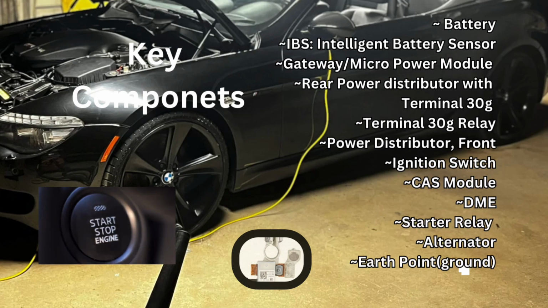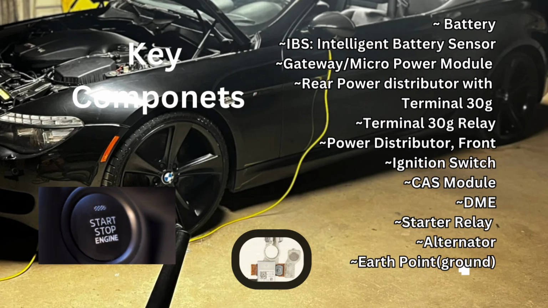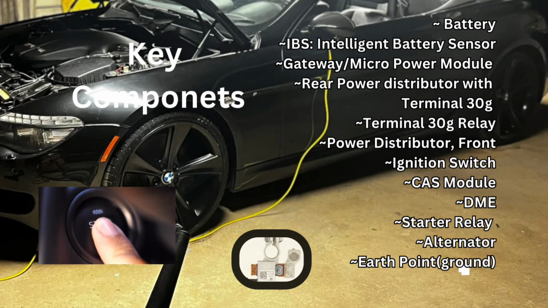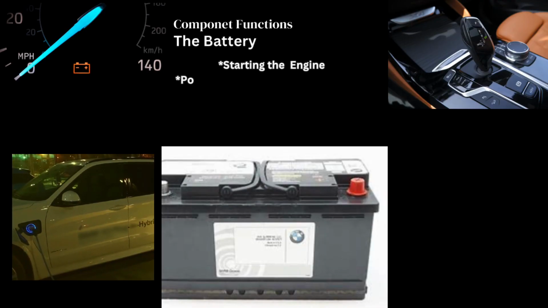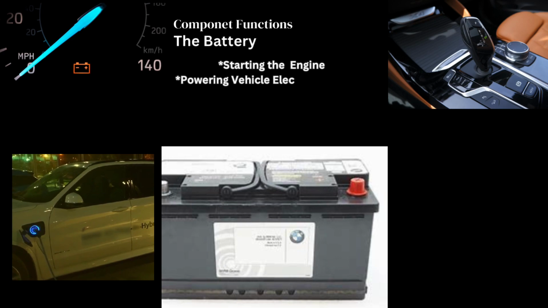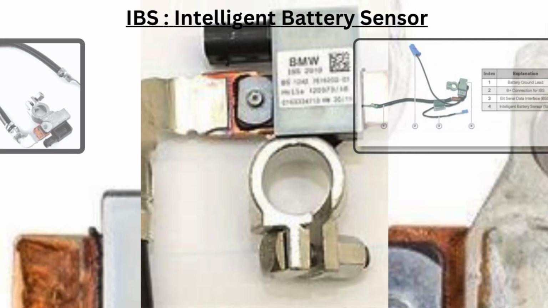Ignition Switch. CAS Module. DME. Starter Relay. Alternator. Earth point, ground. The battery. Component functions: starting the engine, powering vehicle electrical systems, voltage stabilization, energy storage, emergency power, and supporting engine functions.